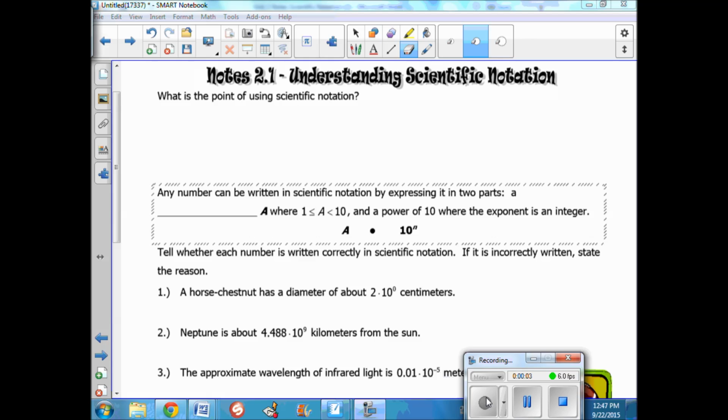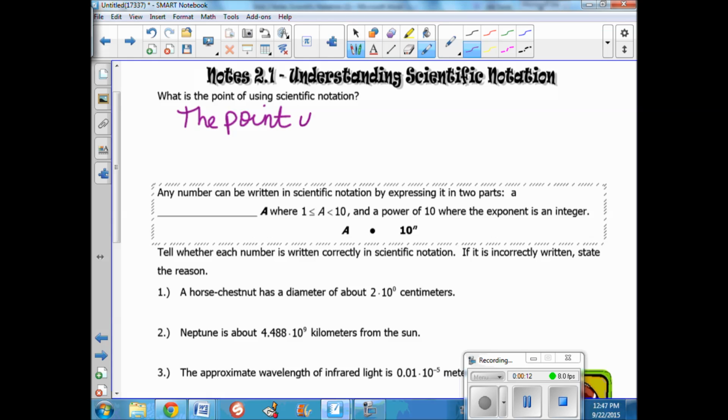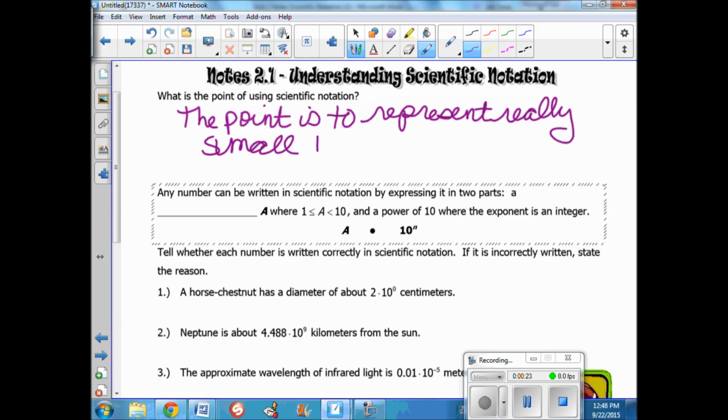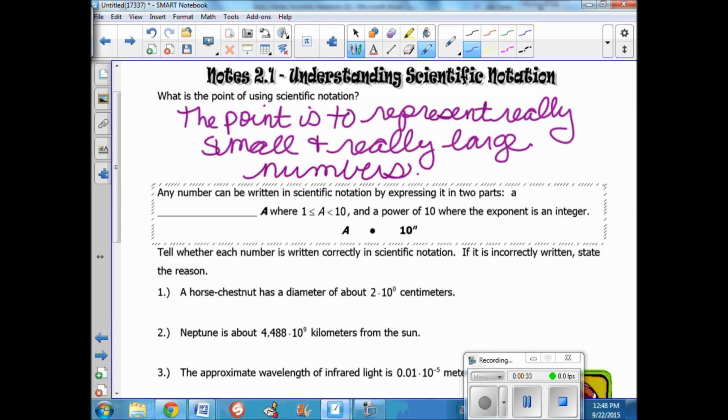Understanding scientific notation. What is the point of scientific notation? The point is to represent really small and really large numbers in sort of an abbreviated manner.